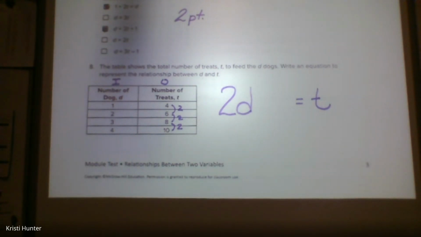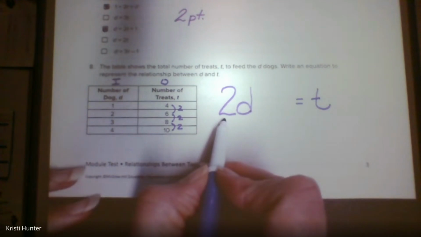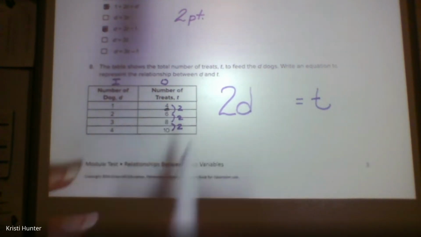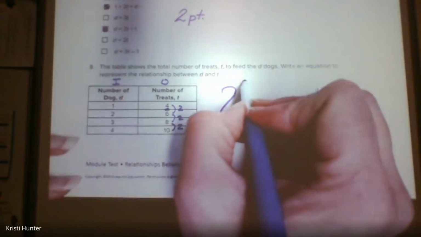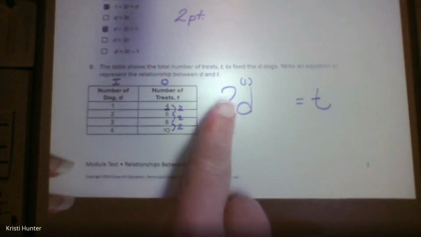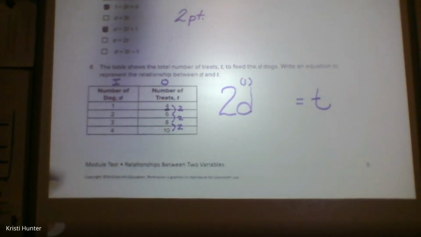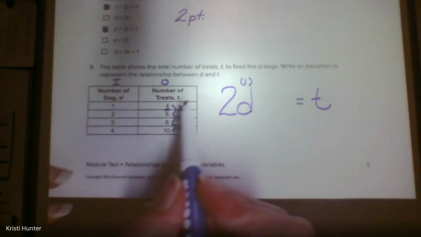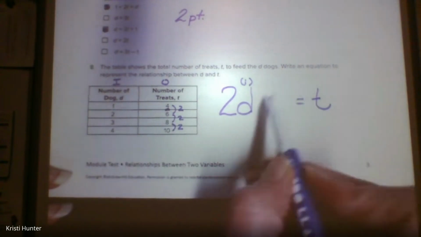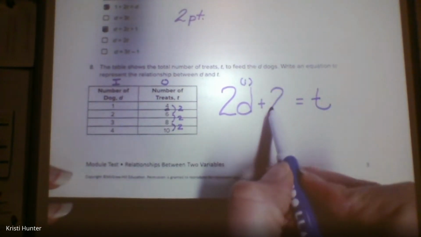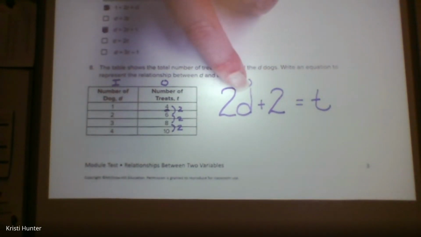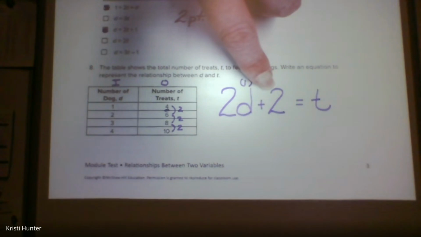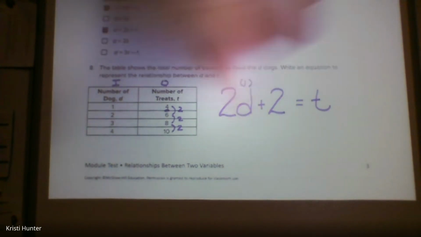But here's what I know. 2 was not what I was supposed to get out. I was supposed to get a 4 out, because when I substitute 1 in, 1 times 2 only gives me 2. So to get from my 2 to my 4, I'm going to have to add 2 on. So my rule would be take 2 times the number of dogs plus 2 more, and that will give you the number of treats that you need.